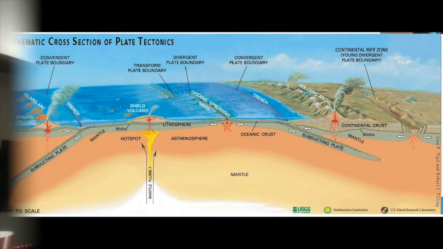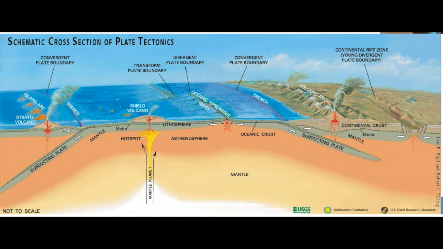So I'm gonna talk about these movements more in detail right now. We can see here on the schematic the display of the three different movements: the convergent movements at the left and right of the picture. We have the divergent movements we can see in the middle at the oceanic spreading ridge, and on the right between two continental plates. And we can see the transform plate boundary, the representation of the transform movement.